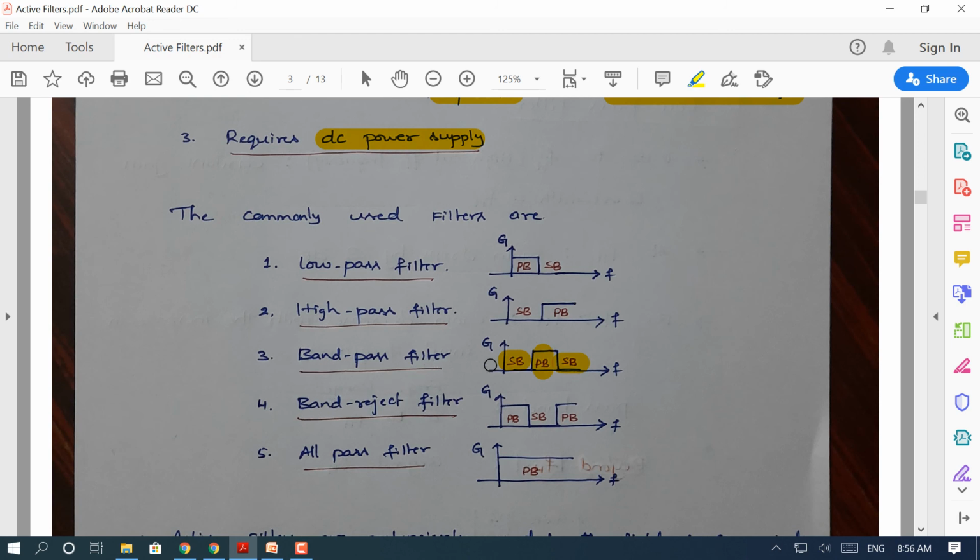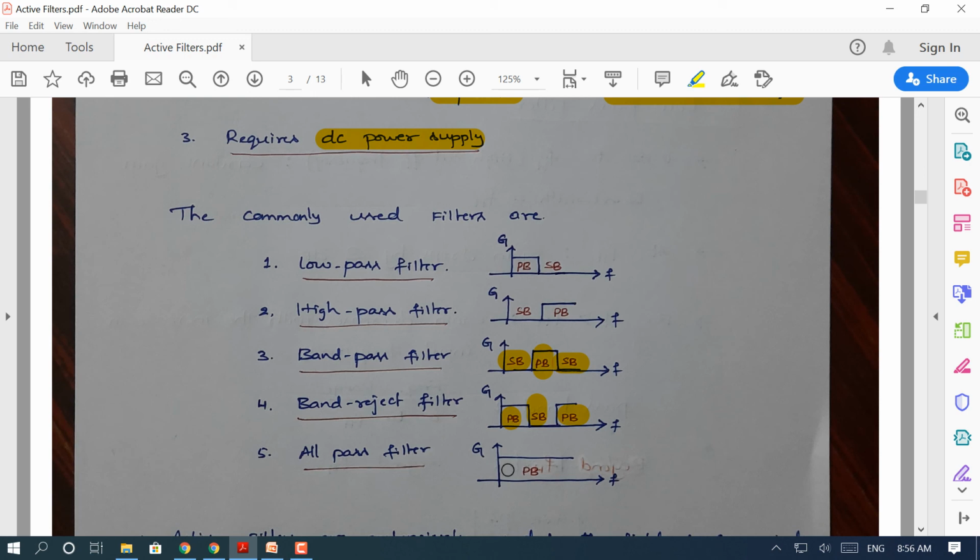A band reject filter is the opposite of a band pass filter. Here we are going to stop certain frequencies of signals, and the remaining signals we are going to pass. Okay, so this is called a band reject filter. We are going to reject signals in some frequency range. That's called the stop band. The remaining signals we are going to pass. So that's called the pass band here. The signals of frequencies which we are going to pass are called the pass band.